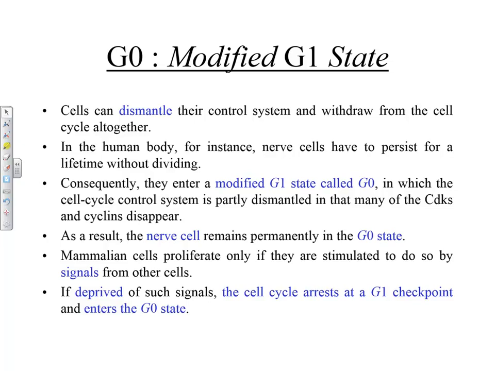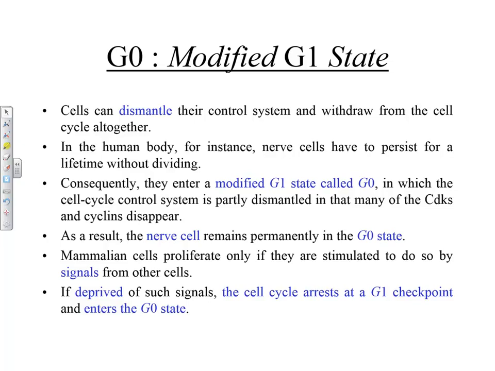So these nerve cells enter a modified G1 state, which is called G0, in which the cell cycle control system is partly dismantled in that many of the cyclin-dependent kinases and cyclins disappear. So it's not cycling anymore, it's just stuck in that state. As a result, the nerve cells remain permanently in the G0 state.